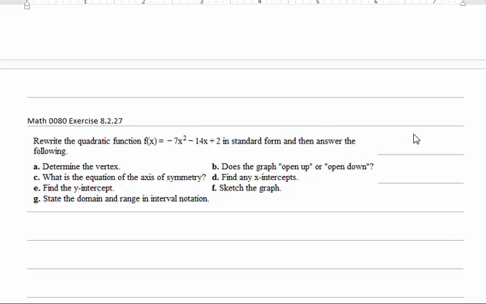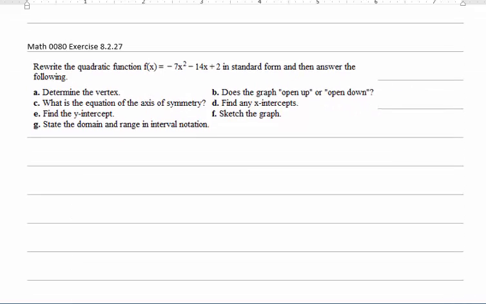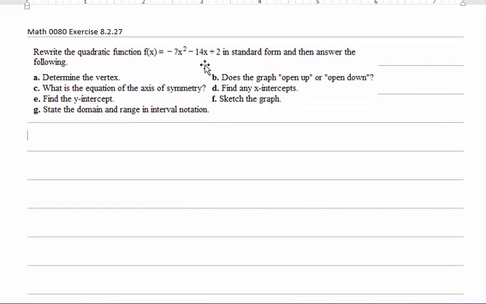All right, let's take a look at number 27 in section 8.2. We have a quadratic function given in non-standard form, and the first thing we want to do is find the vertex. So the formula for finding the first coordinate of the vertex, which we call h, is minus b over 2a.